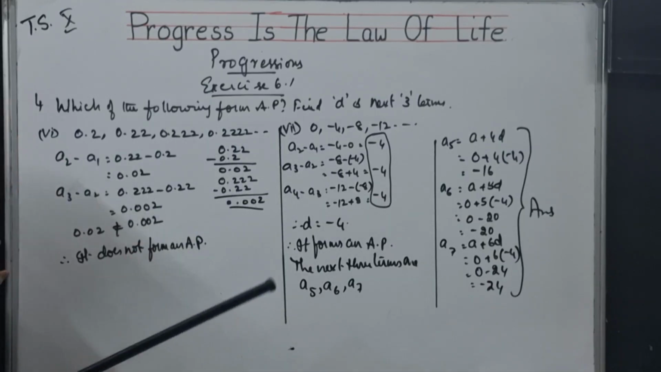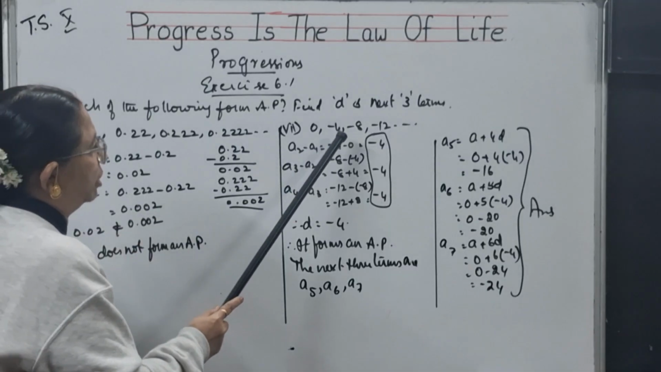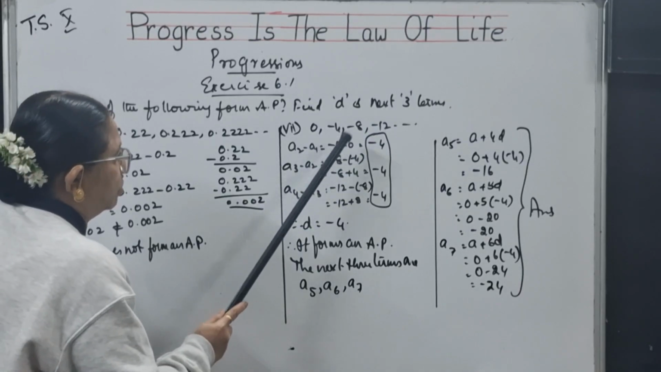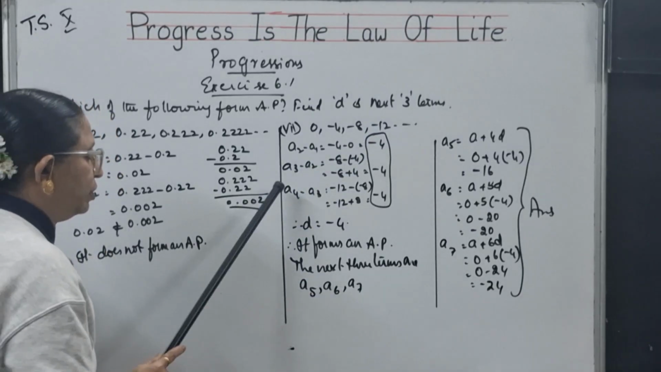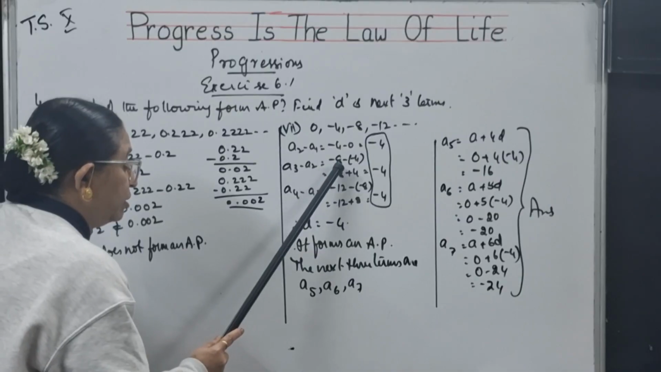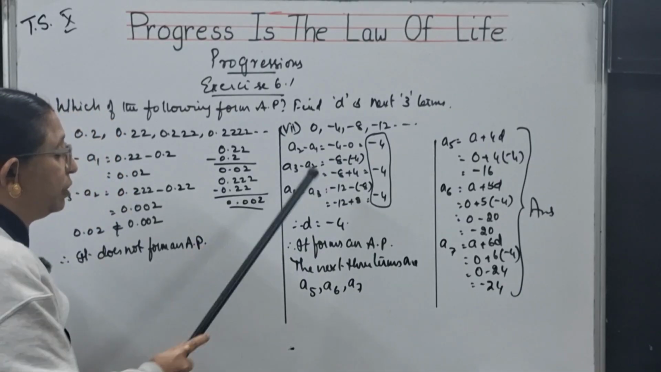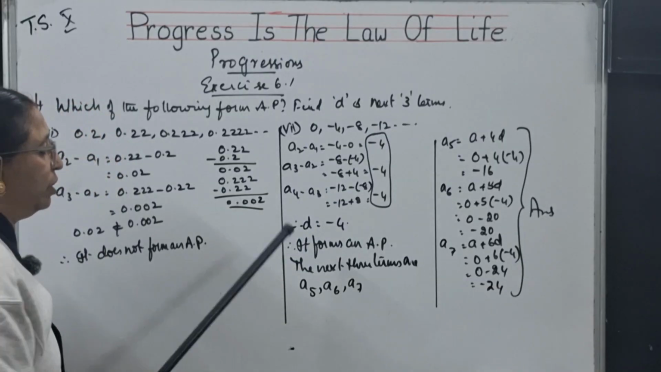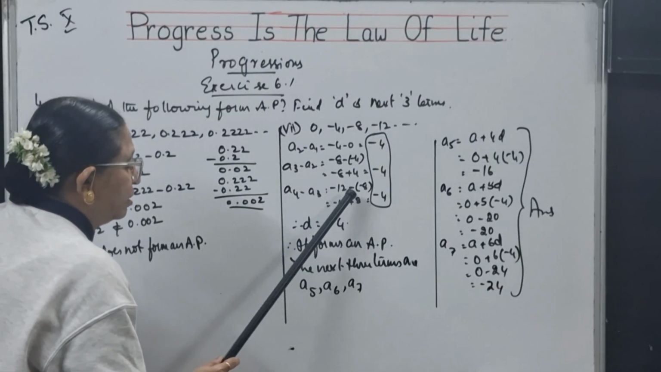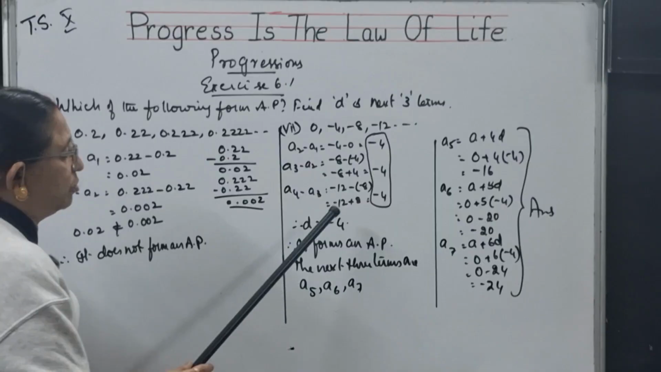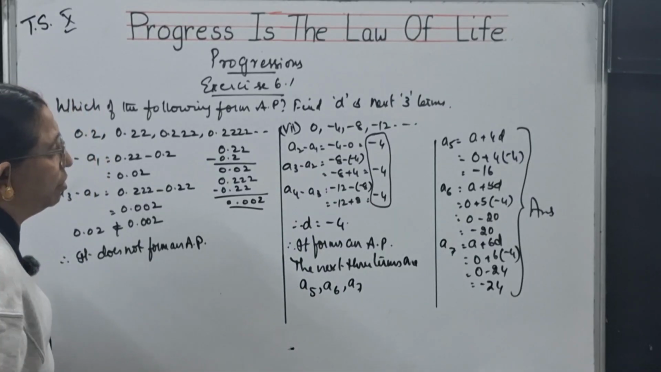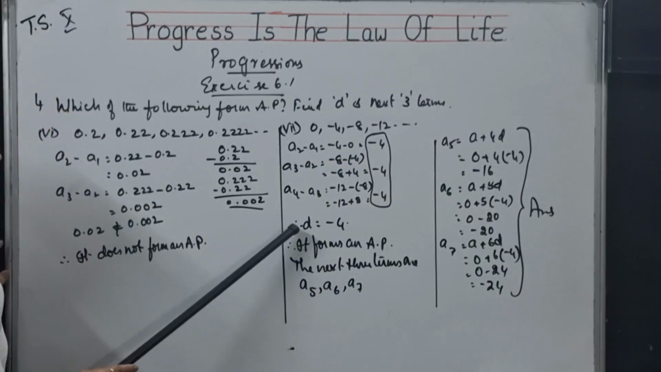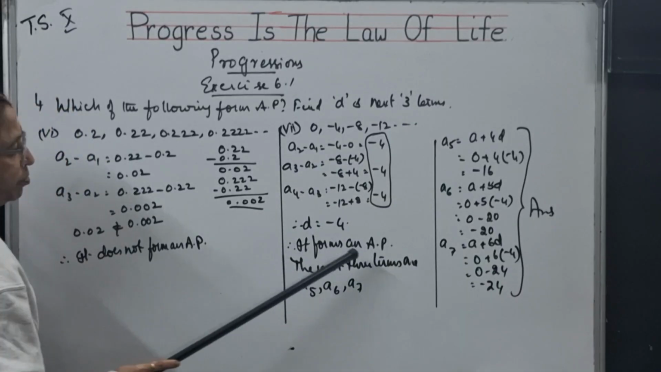Now seventh problem. They have given the values as 0, minus 4, minus 8, minus 12, and so on. So A2 minus A1 is minus 4 minus 0, that is minus 4. A3 minus A2 is minus 8 minus of minus 4. Don't forget to keep the bracket, children. Minus 8 plus 4, that is minus 4. Again A4 minus A3, minus 12 minus of minus 8, that is minus 12 plus 8, that is equal to minus 4. So you have got all common differences as minus 4. So D you have got. So it forms an AP.